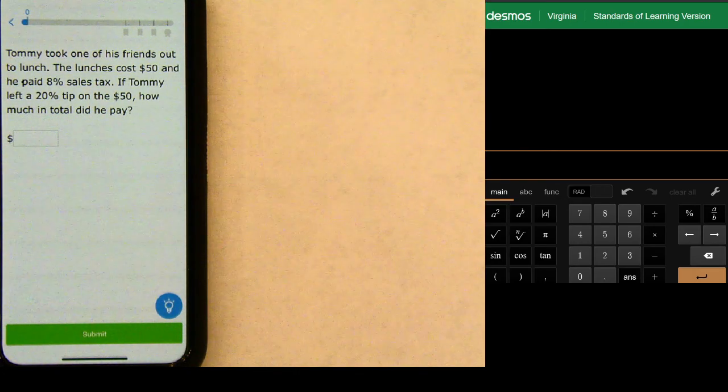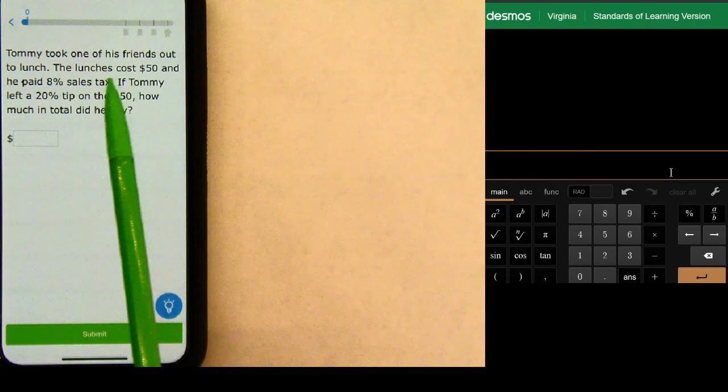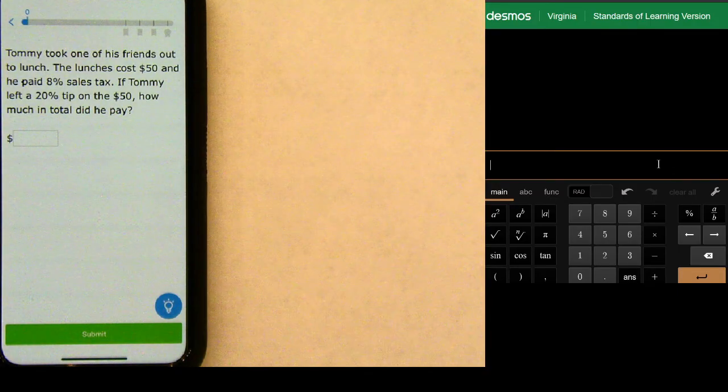The lunch cost $50 and he paid 8% sales tax. If Tommy left a 20% tip on the $50, how much in total would he pay? So it's going to be a little bit different. Since it says separately those two percentages, we're going to make sure that we follow that. So again, it says that the sales tax is on that $50. So I'm going to say that 8% of the $50 is going to be $4. So that's going to be our tax amount, $4.